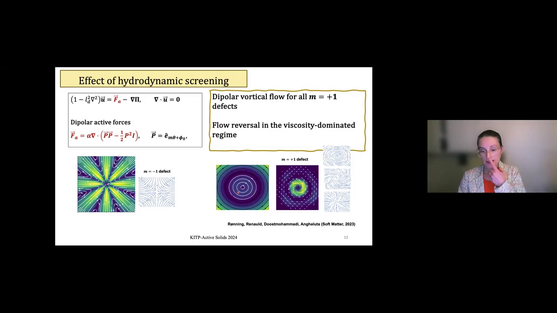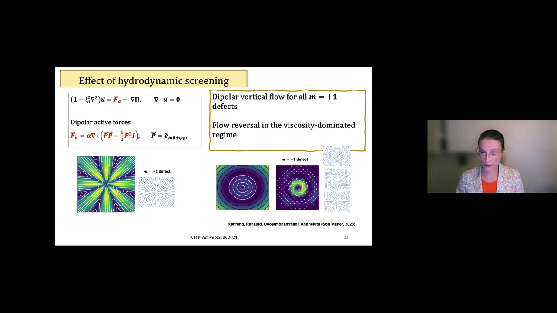And another interesting thing is that this vortical flow has a flow reversal in the limit where the dissipation is dominated by viscosity. So screening, and we know this also from the nematic, that incompressibility is an important constraint, and also hydrodynamic screening is also an important constraint. So in other words, this flow reversal occurs only in the limit where the viscosity dominates.